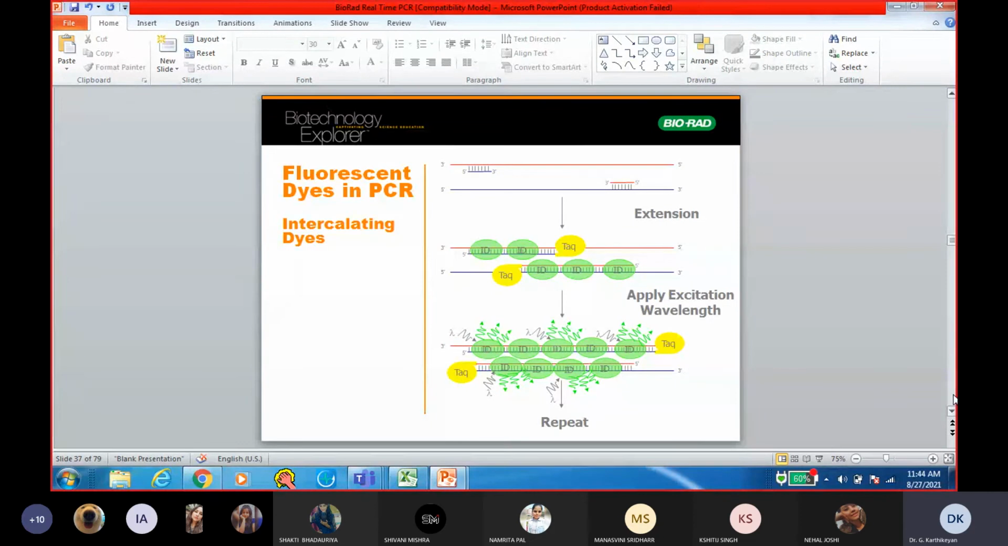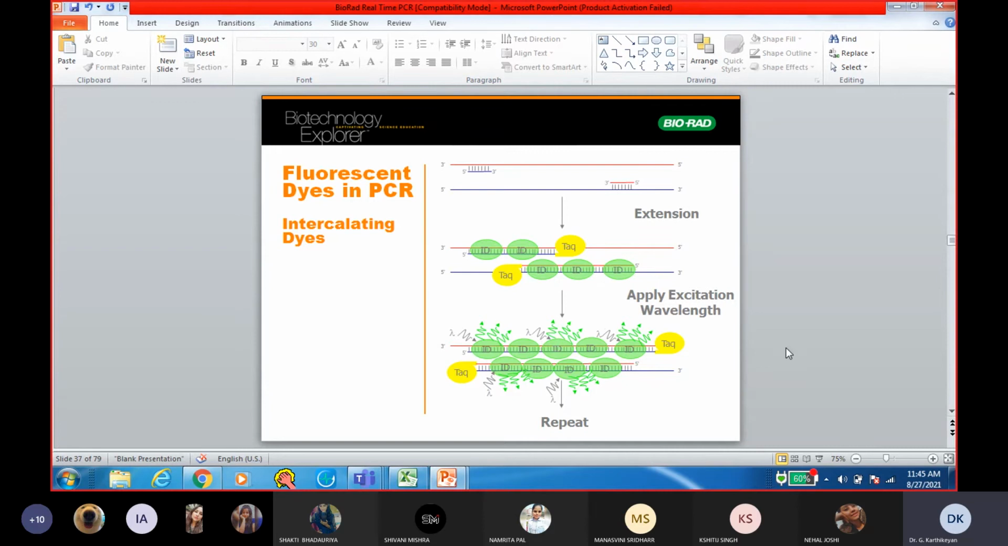Okay. So these are the dyes that are used in real-time PCR. One of the properties of SYBR Green is that it binds to double-stranded DNA. It doesn't bind to single-stranded DNA. It binds preferentially to double-stranded DNA.